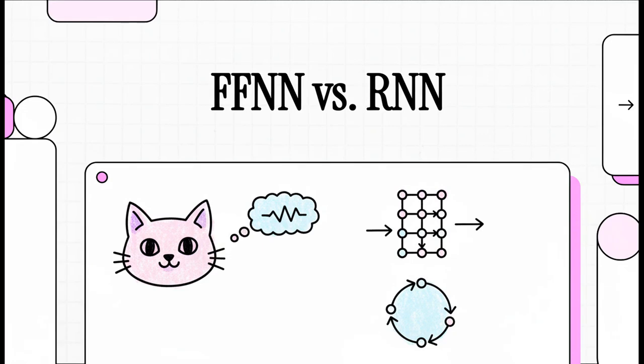Ever wonder how an AI can understand a really complex sentence, but can also just spot a cat in a photo? Well, the secret is that they use two totally different kinds of digital brains. Today, we are going to break down the huge difference between feedforward and recurrent neural networks. So let's get right into it.